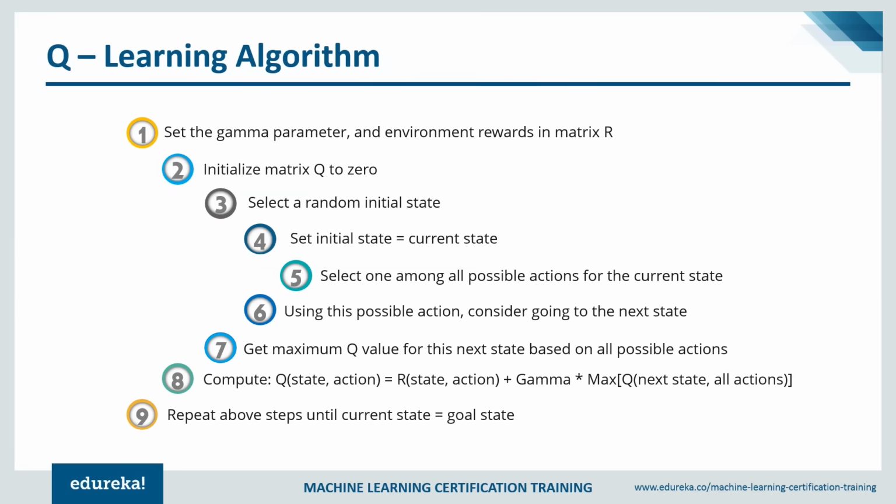So here are the 9 steps which any Q learning algorithm has. First of all is to set the gamma parameter and the environment rewards in the matrix R. Then we need to initialize the matrix Q to 0, select a random initial state, set the initial state to current state, and select one among all the possible actions for the current state. Using this possible action, consider going to the next state. When you get the next state, get the maximum Q value for this next state based upon all the actions. Compute the Q value using the formula. Repeat the above steps until the current state equals your goal.